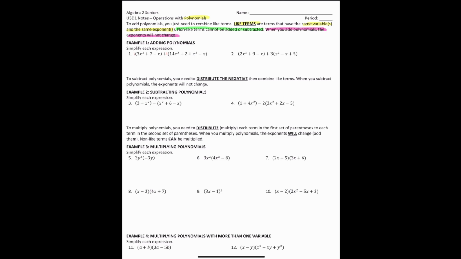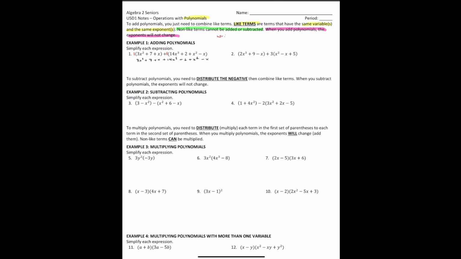In this case, we have 3x to the second power plus 7 plus x. And then this other one is plus 14x to the third plus 2 plus x to the second minus x. So then here, this is where we're going to combine the like terms. When we combine like terms, we're going to write our answers in standard form. And how we write this in standard form is we look at the exponents from high to low.